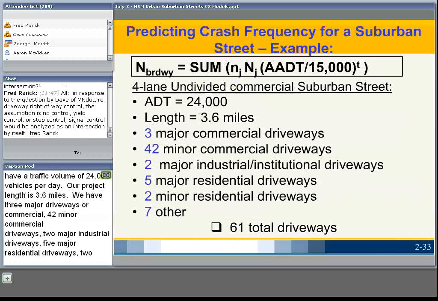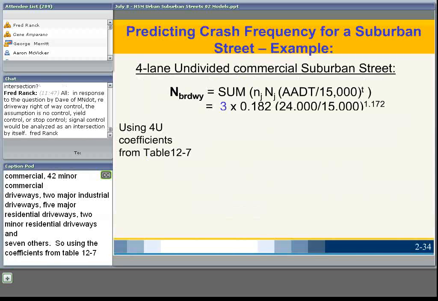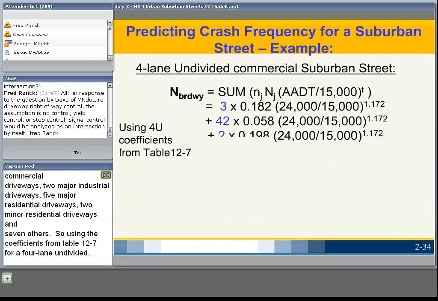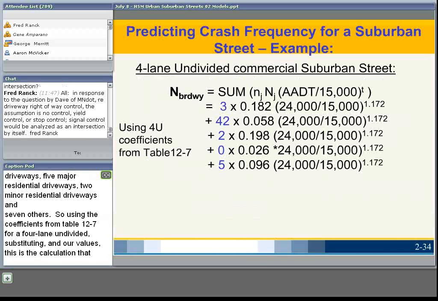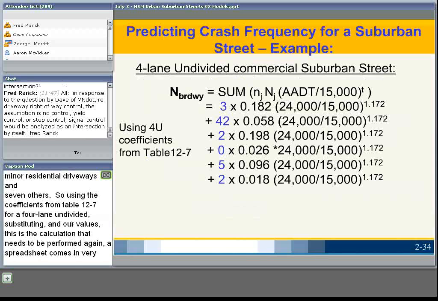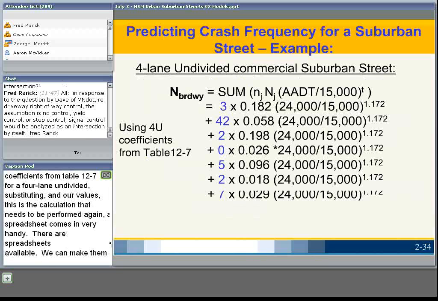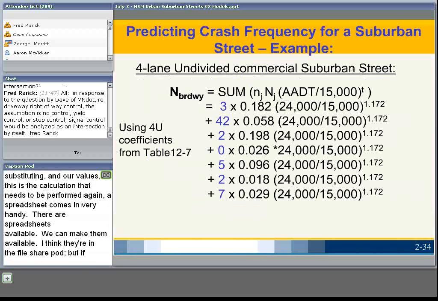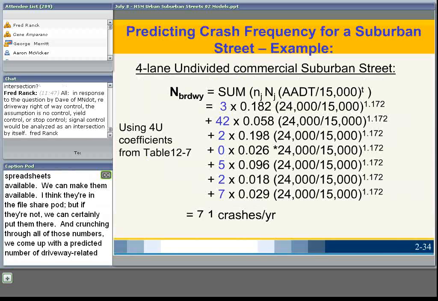And we're going to walk you through an example of using the coefficients for a 4-lane undivided segment. This is where a spreadsheet can come in handy. In this example, we're following along with the previous example. We have a traffic volume of 24,000 vehicles per day. Our project length is 3.6 miles. But we have 3 major commercial driveways, 42 minor commercial driveways, 2 major industrial driveways, 5 major residential driveways, 2 minor residential driveways, and 7 others.